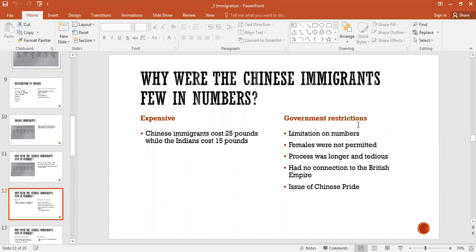Now, ladies, this is the main point, and these are the supporting details. One, they're going to limit the number by putting on a quota system. Two, they are not going to allow the females to travel to the Caribbean. Three, the process to apply for immigration, for Chinese immigrants, is going to be long and tedious. Why do you think they want the process to be long and tedious?